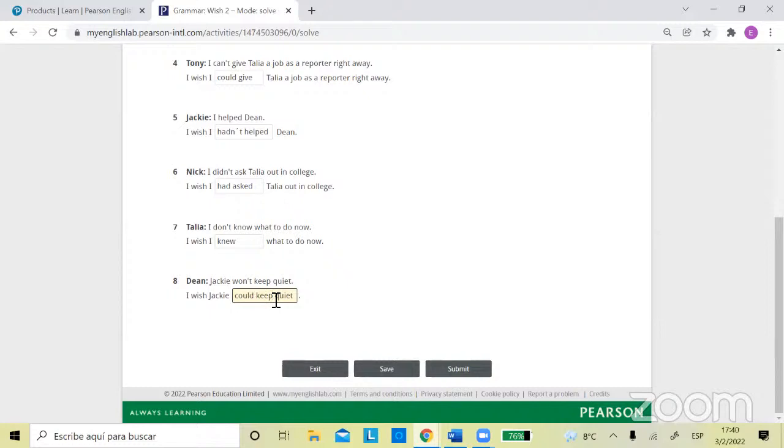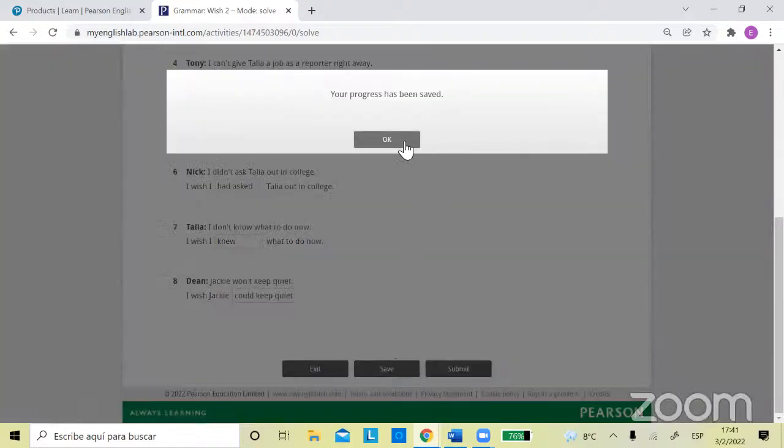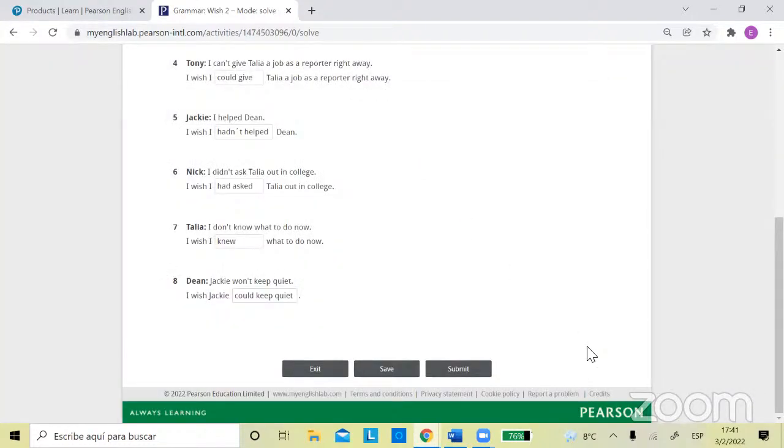Here is the teacher: could keep quiet or could kept quiet. What statement is your person using? Jean? Jackie won't keep quiet. So he's talking about present. So we put it only present, because we're not talking about abilities, just in case. We are not saying something that we can do.